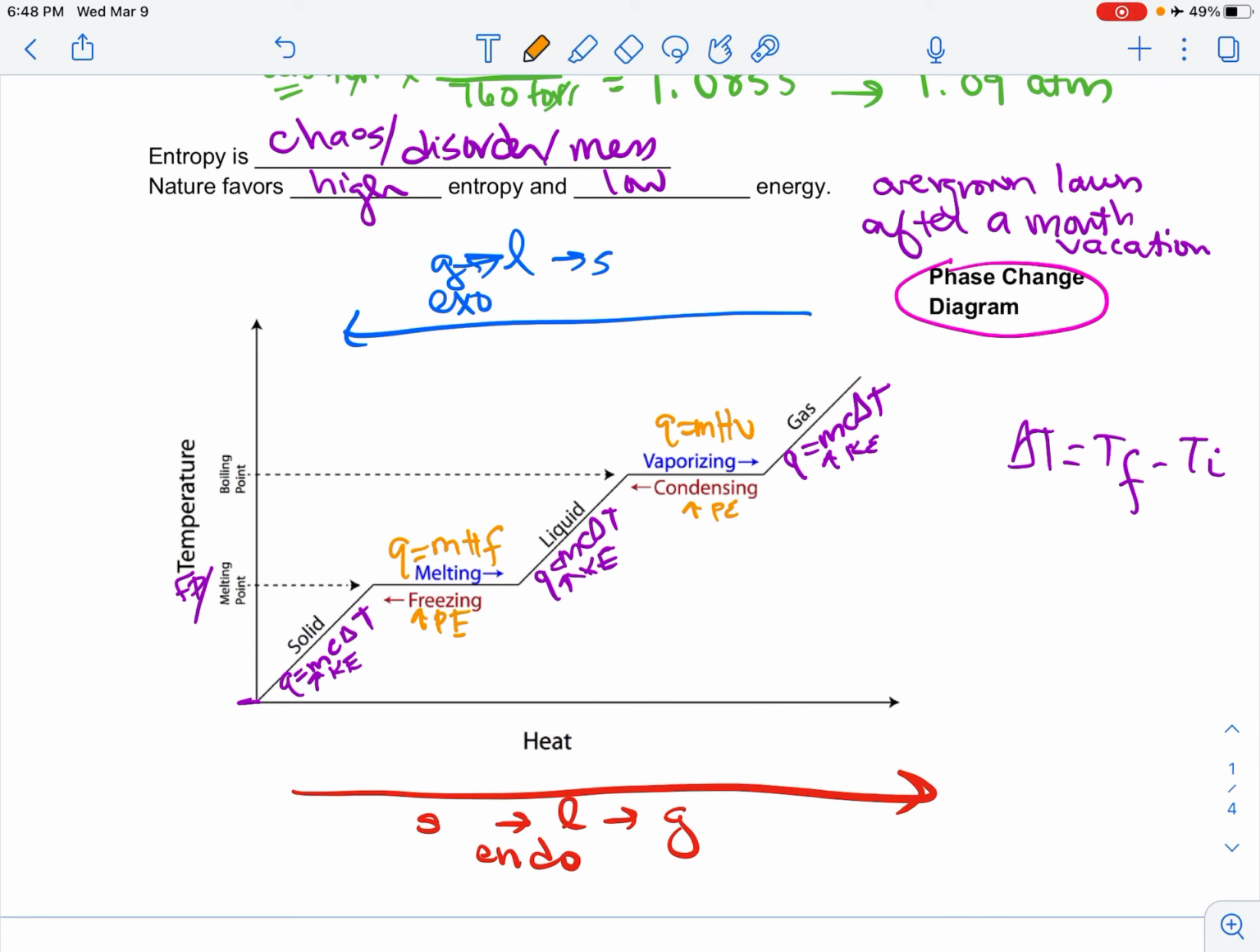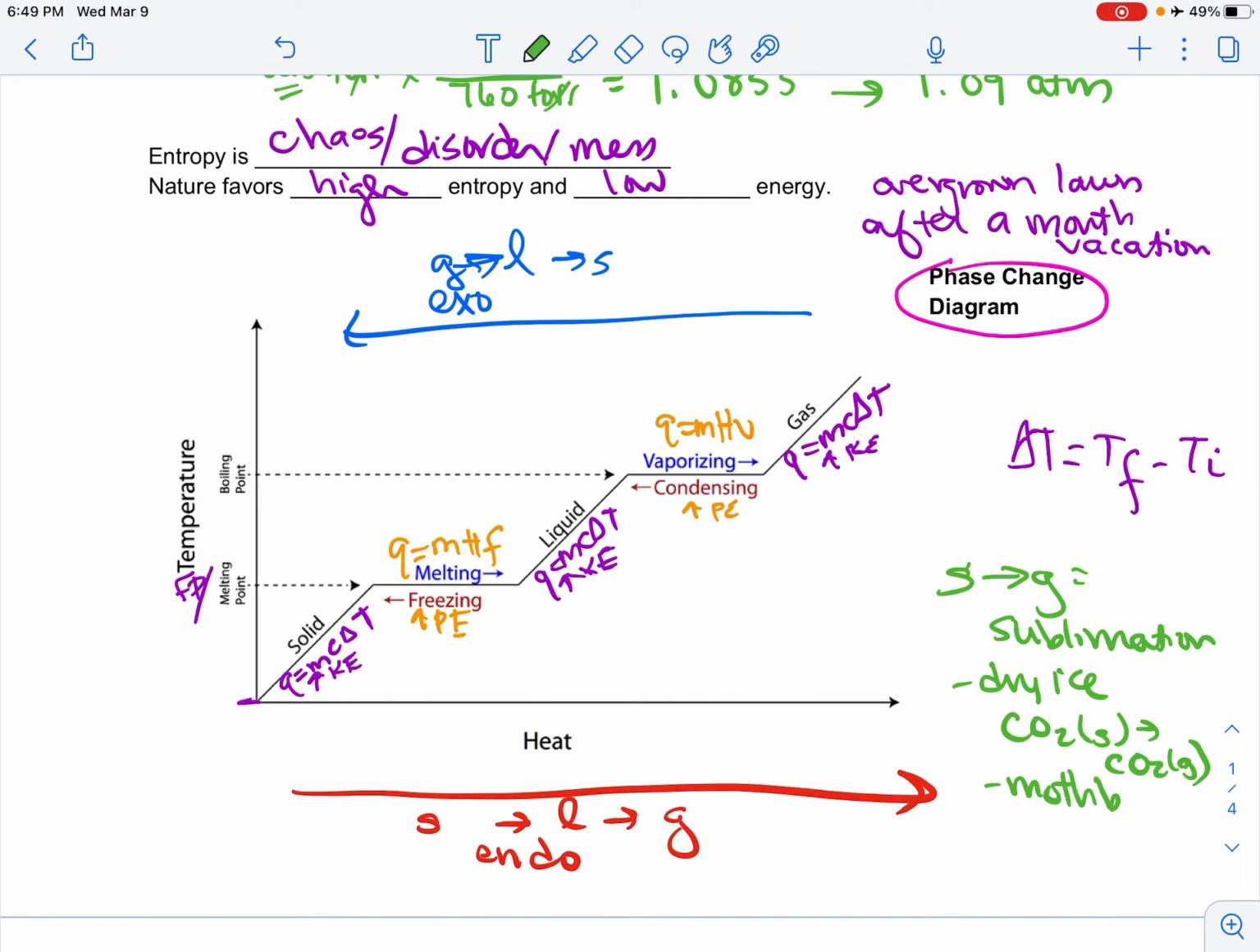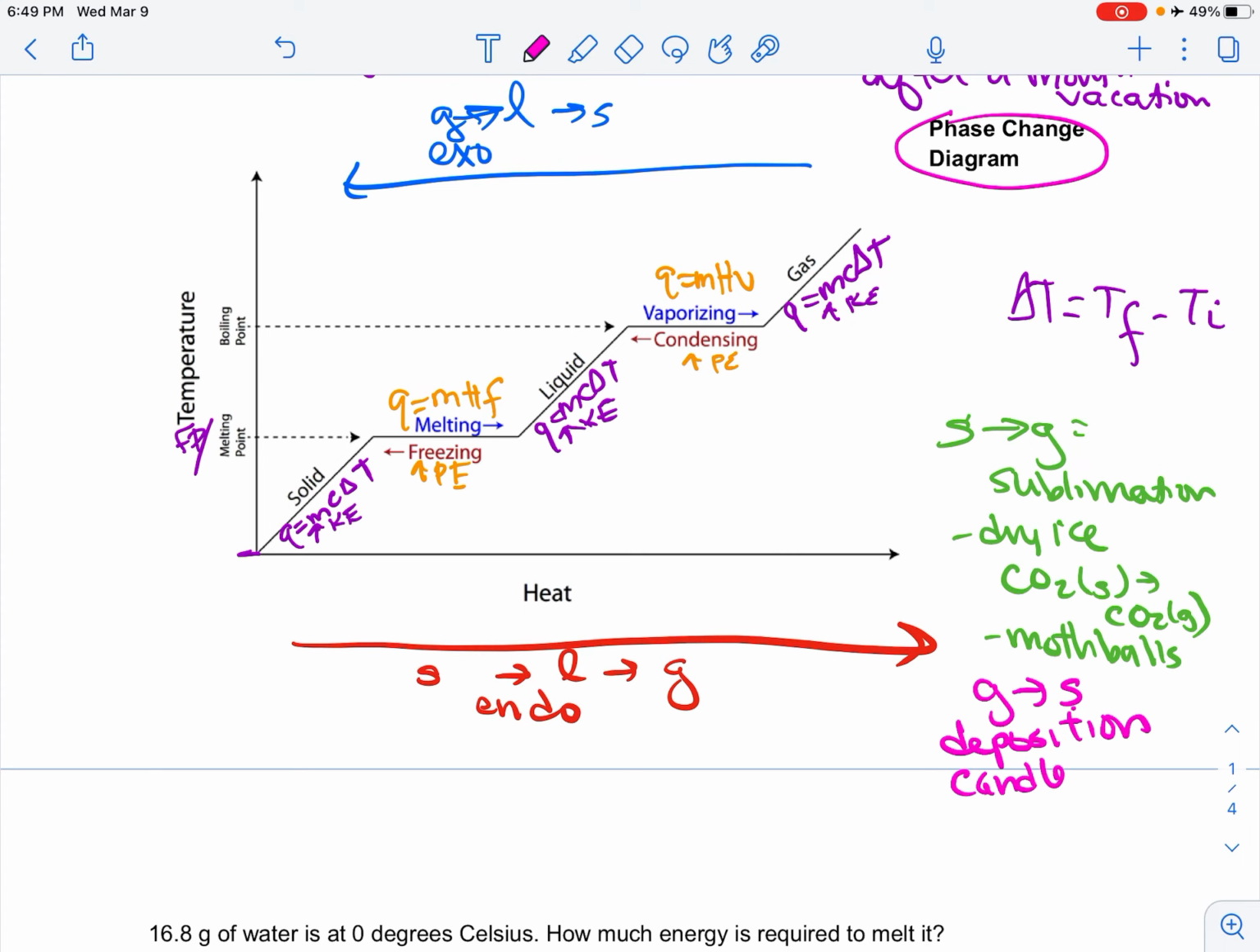Now, the phase changes that I didn't include would be solid straight to gas. That's called sublimation. And things that sublime are dry ice, which is solid carbon dioxide going straight to CO2 gas, and also mothballs, which are naphthalene. And the opposite of that would be gas straight to a solid, which is called deposition. And that is candle smoke or char in the fireplace.